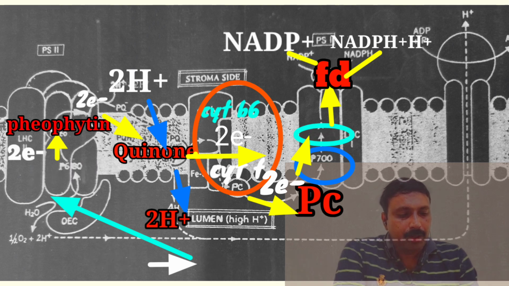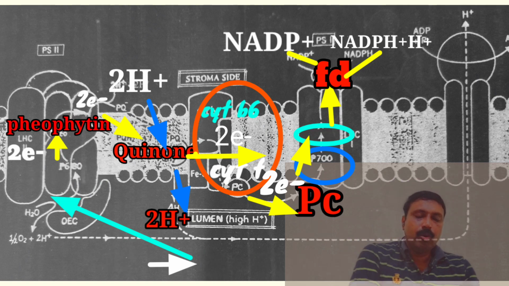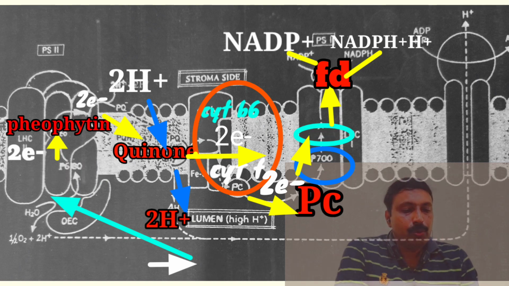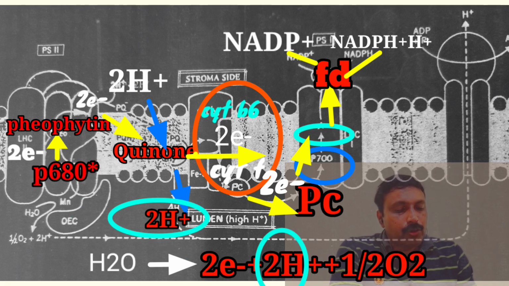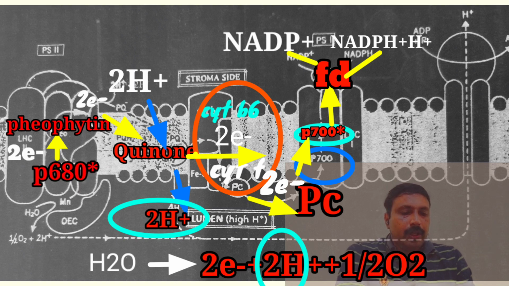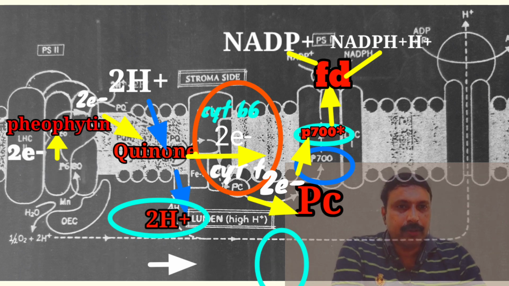So in the lumen, the proton content is high, because 2 protons are accumulated through the quinone cycle into the lumen and 2 protons through photolysis of water. So in total 4 protons are there. These 4 protons are trying to move from the lumen to the stroma, due to the proton concentration gradient. Here more protons are present, that is why they are trying to move from the lumen to the stroma.